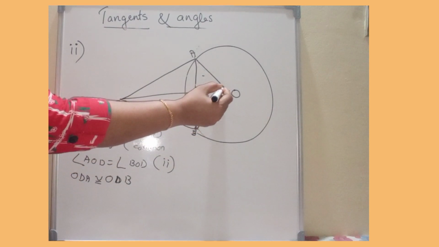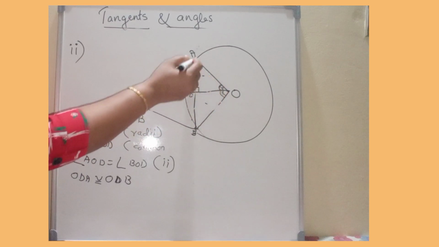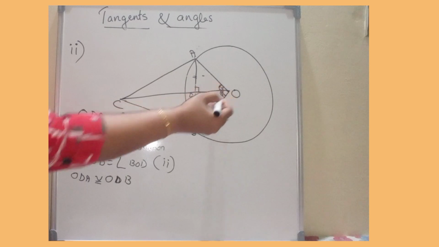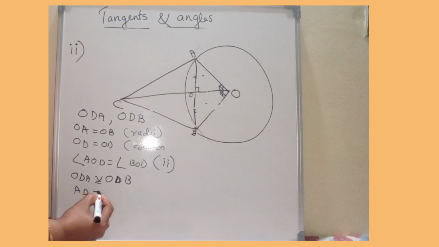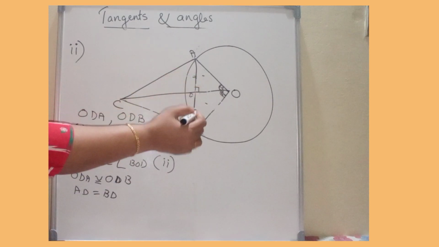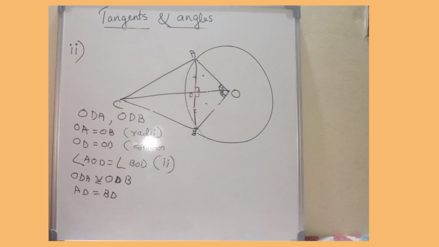And see here, these two angles are equal. Then the side opposite to this angle is AD and the side opposite to this angle is BD. So we can say that AD and BD are equal. So we have these two lengths are equal. Now we need to prove that this angle is 90 degrees.